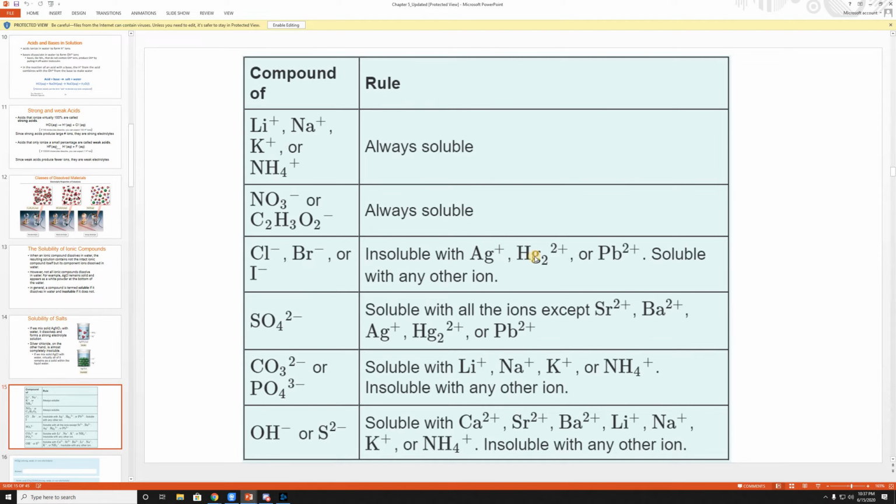And then just know silver, mercury, and lead usually are not soluble, unless they're with acetate or nitrate, because acetates and nitrates are always soluble, even if they're with silver.